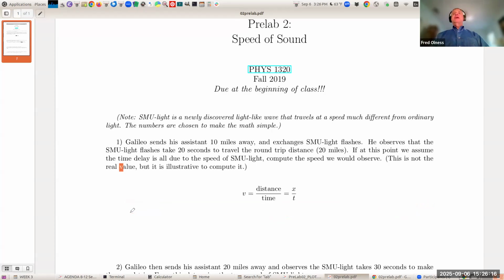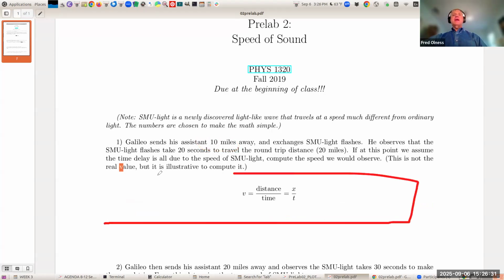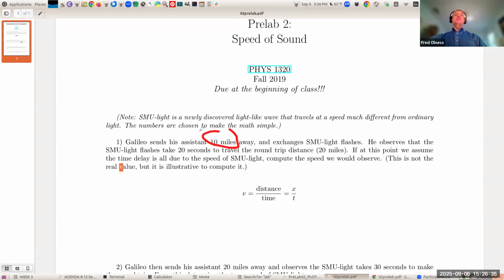Now, in real life, well, let's just go through the steps. So if his assistant is 10 miles away, what's important in this is to realize if he's 10 miles away, the light goes 10 miles this way, and then it comes back 10 miles. So the total distance is going to be 20 miles. Okay. And if we just do this naively, the light travels 20 miles in 20 seconds.